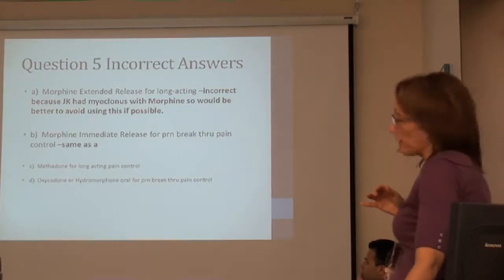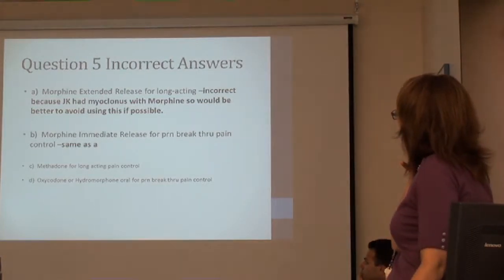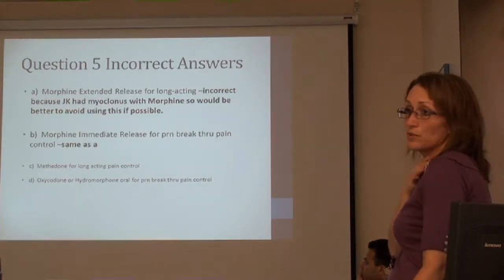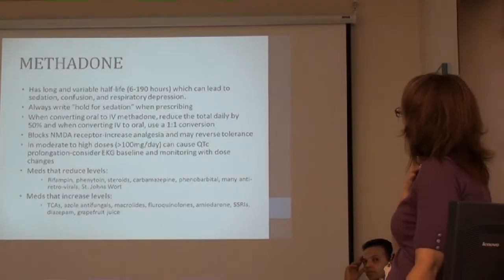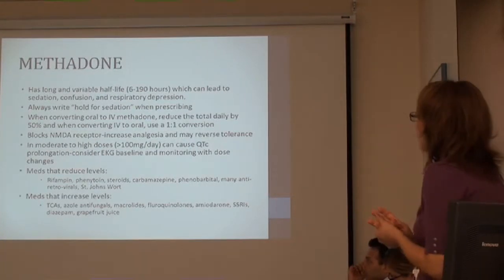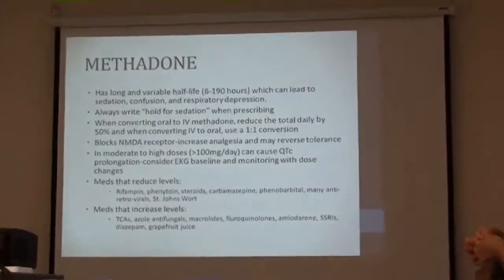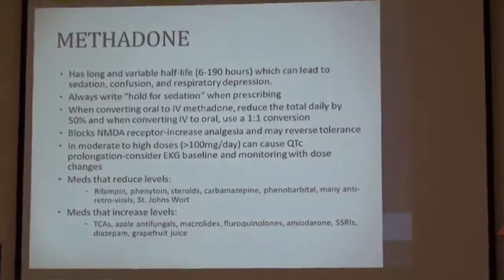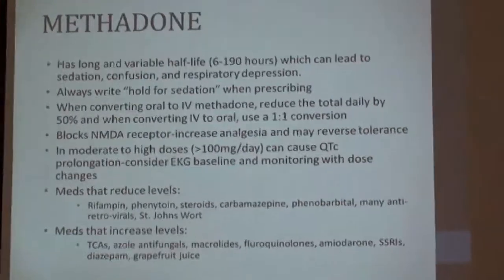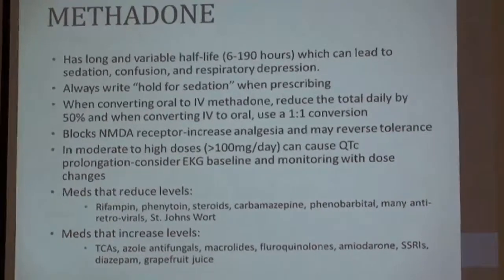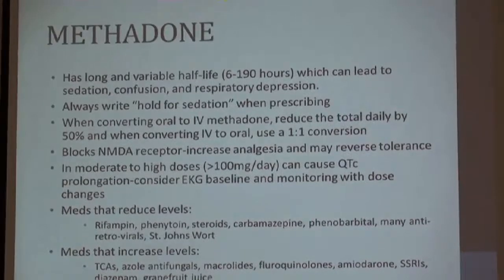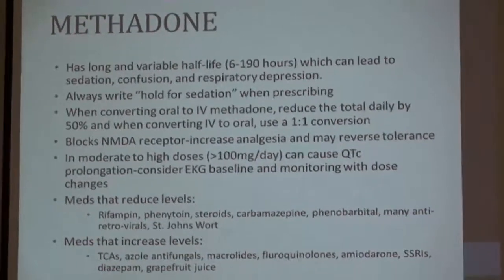And then our incorrect answers really is the myoclonus, which we kind of talked about. Okay, so methadone has a long and variable half-life, 6 to 190 hours, can lead to sedation, confusion, respiratory depression. Always write hold for sedation when you're prescribing it. When converting from oral to IV, you reduce the total daily dose by 50%.